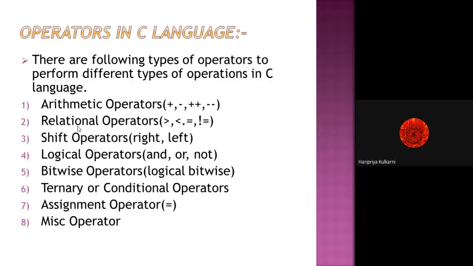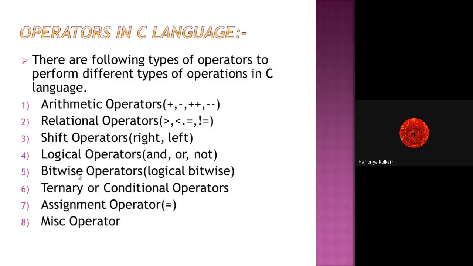Next type of operators are the relational operators, wherein we give the relation between two quantities, like greater than, less than, equal to, not equal to. This exclamation mark and equal to is called not equal to. If a and b are not equal to each other, then we can use this for condition checking or any other operations that we want. These are called relational operators. Next is the shift operator. We can have a right shift or a left shift.